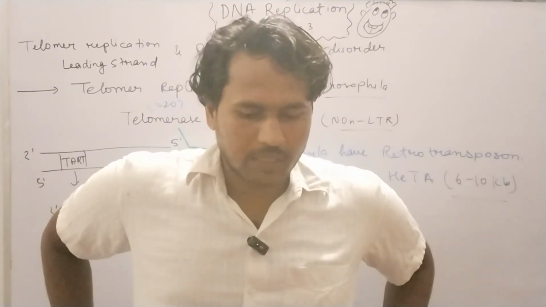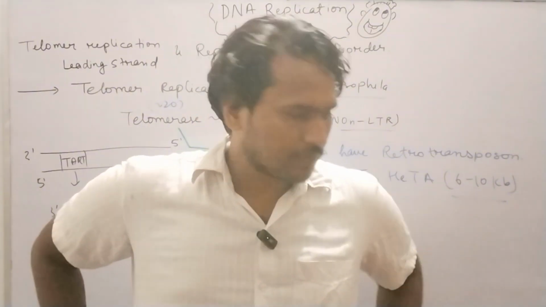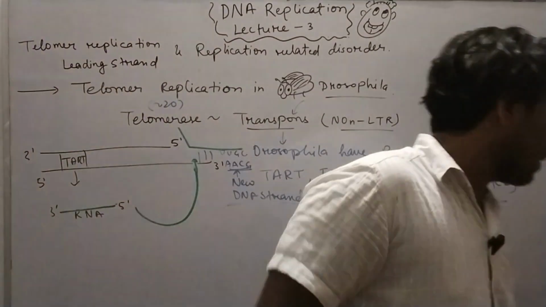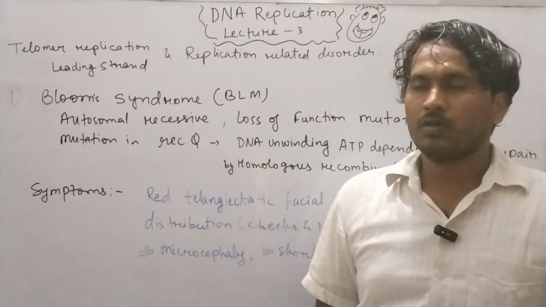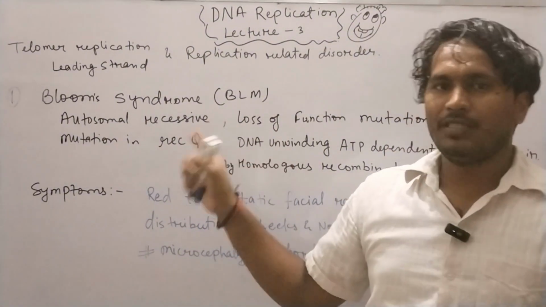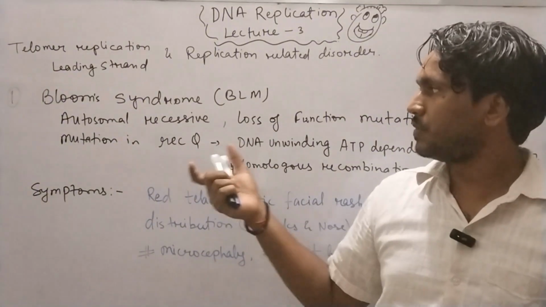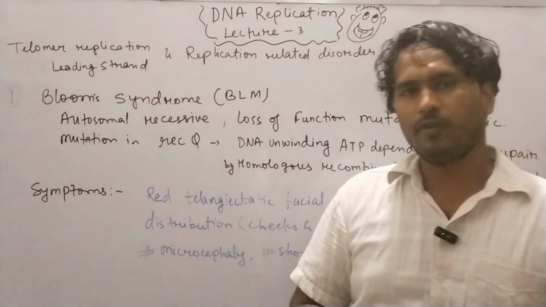Now this is the time where we have to discuss the disorders. So basically I am going to tell you the disorders related to the DNA. These are the disorders which we are going to talk about now. The first disorder which I am explaining is Bloom syndrome. There are a lot of disorders, but I am going to cover only a few.